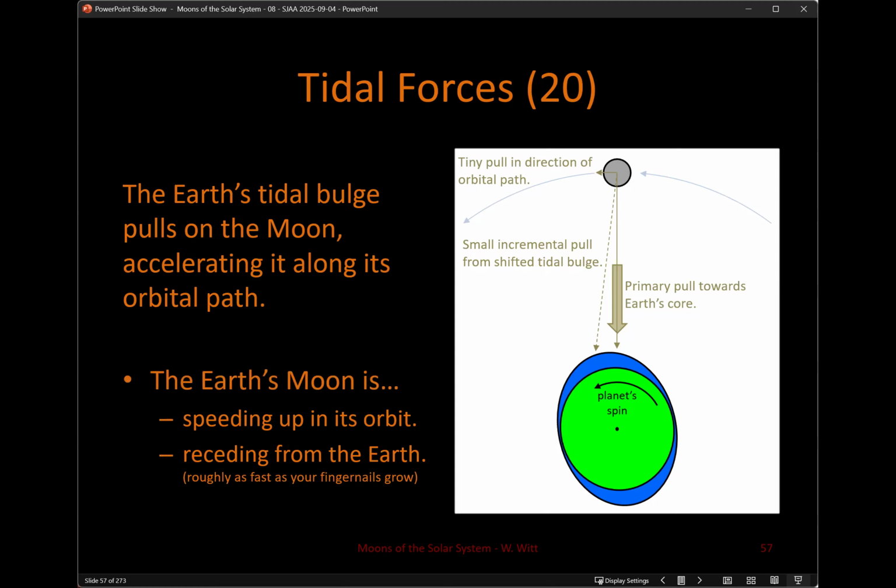And in our particular case, with the Earth's moon, we can measure this. Our moon is receding from the Earth all the time. It is roughly receding at the rate at which your fingernails grow. Imagine how much your fingernails grow in a year. The moon will be that much farther away next year in September.